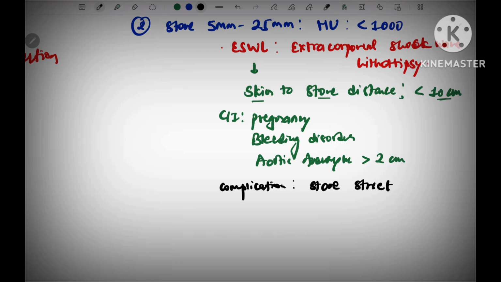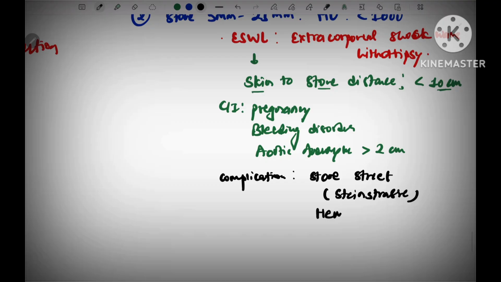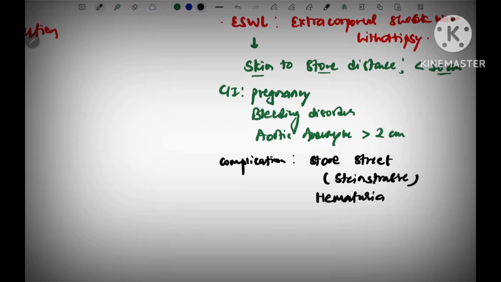In X-ray we can see there is a stone street that is known as Steinstrasse, and the second one is it can cause hematuria. So these are the two important complications of ESWL.